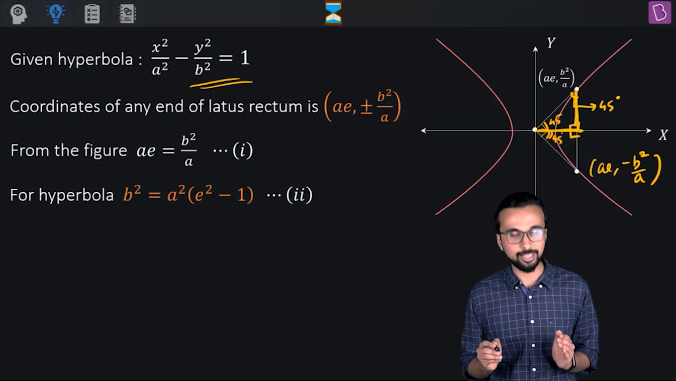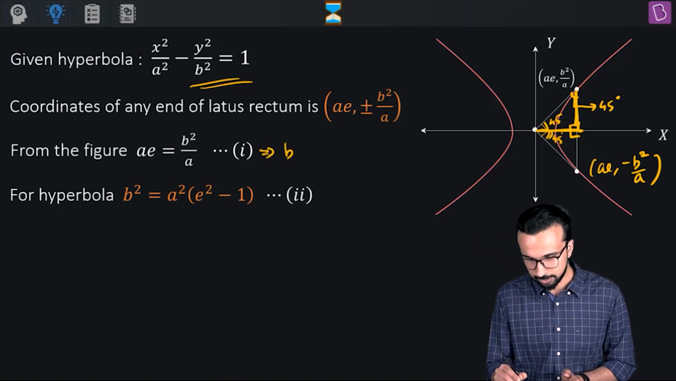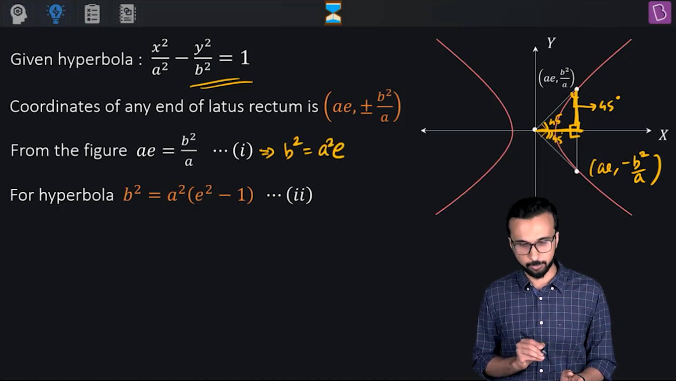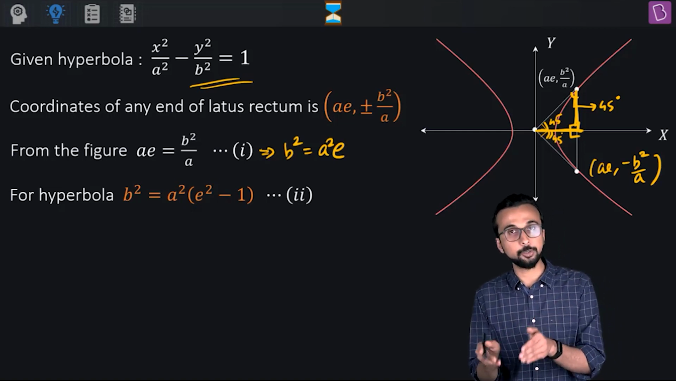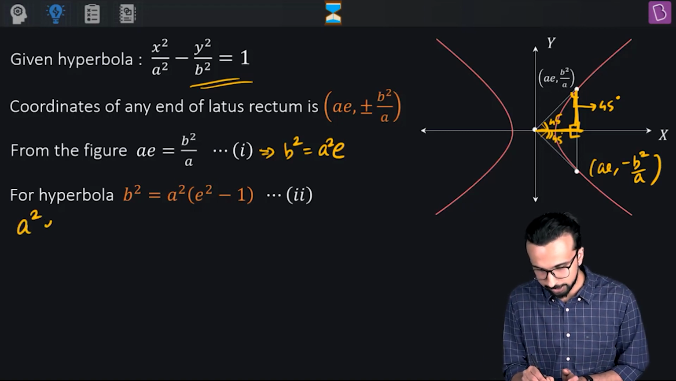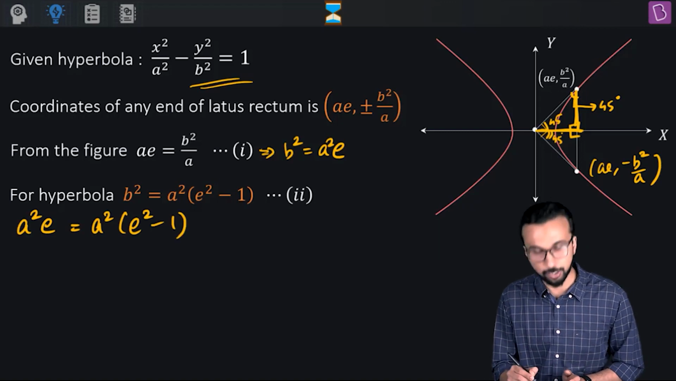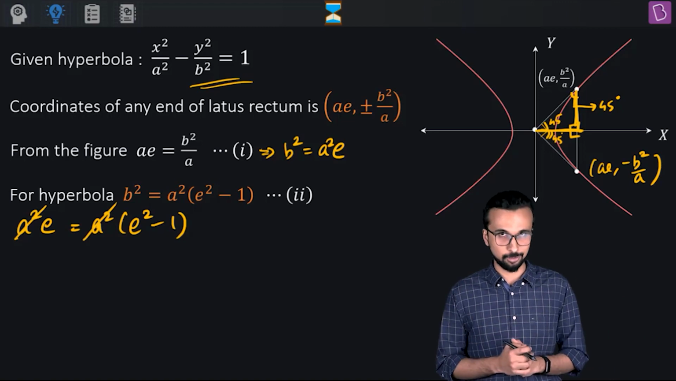Alright. So, to find the eccentricity, what would I do? I'll rewrite the first equation as B square equal to A square into E. Okay. So, the first equation is B square equal to A square into E. I'll substitute that into the second equation. So, now I get this as A square into E equal to A square into E square minus 1. How convenient. A square goes off.